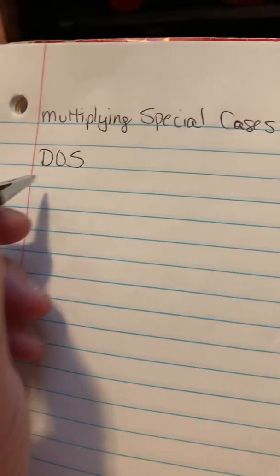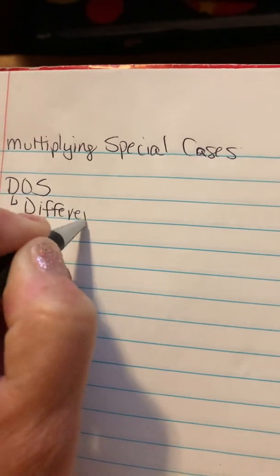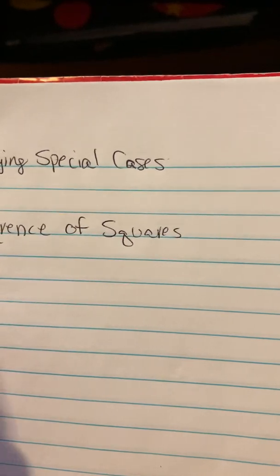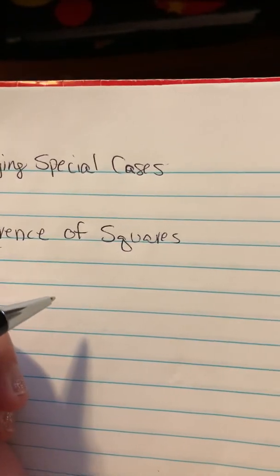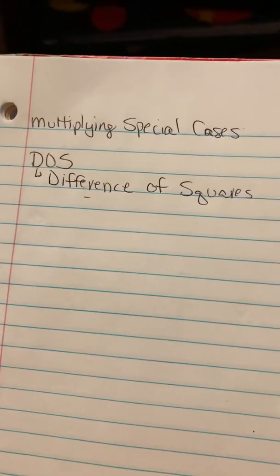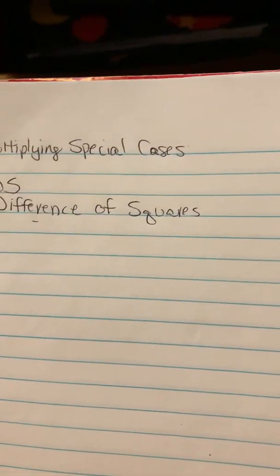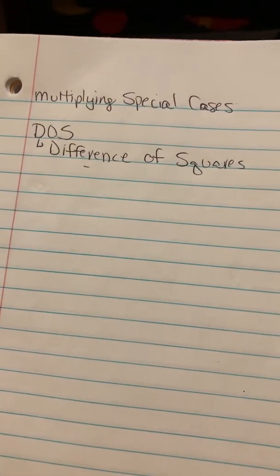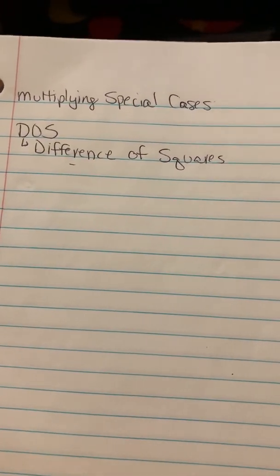So there are two special cases, and the first one of them is abbreviated DOS, and that means difference. What does difference mean? Difference means subtraction, right? Of squares. And squares means something that's got an even exponent or is a perfect square on our perfect square chart. Okay, so I'm going to be doing problems out of your workbook, and you're going to be getting other problems off of the workbook page, so they're going to look similar.